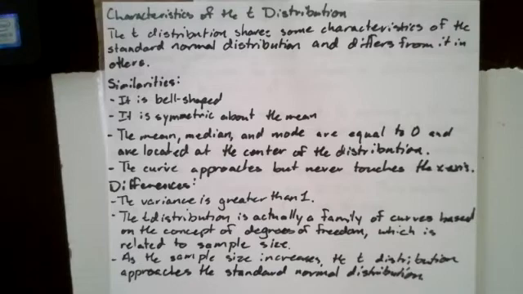Differences: the variance is greater than 1. The t distribution is actually a family of curves based on the concept of degrees of freedom, which is related to sample size. And as the sample size increases, the t distribution approaches the standard normal distribution.